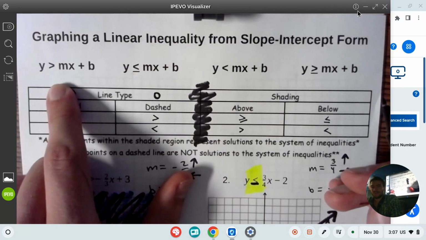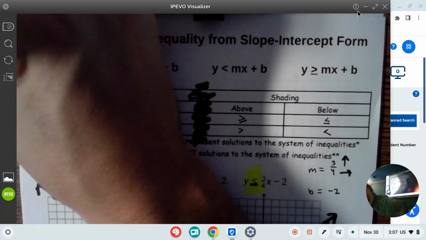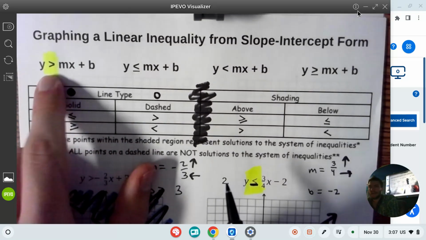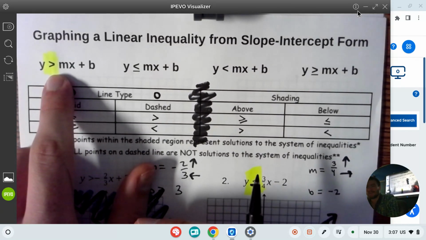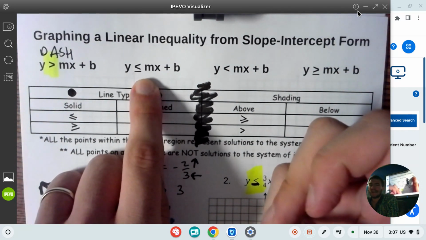Looking at this first one. Look at this symbol that we have. Shh, quiet please. Look at this first symbol, we got a greater than. Is that a solid or a dashed line? That's a dashed line. Sweet. Let's go to the next one. Is that a solid or a dashed line?